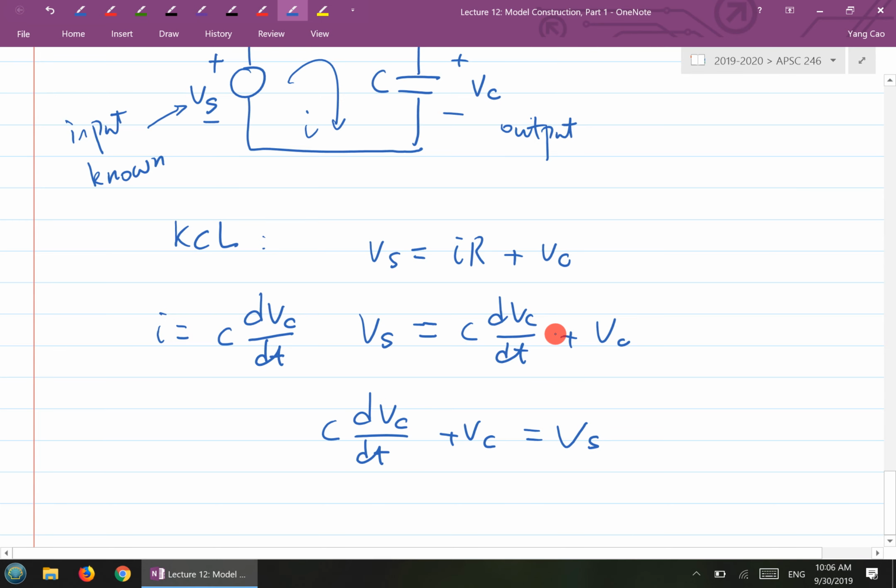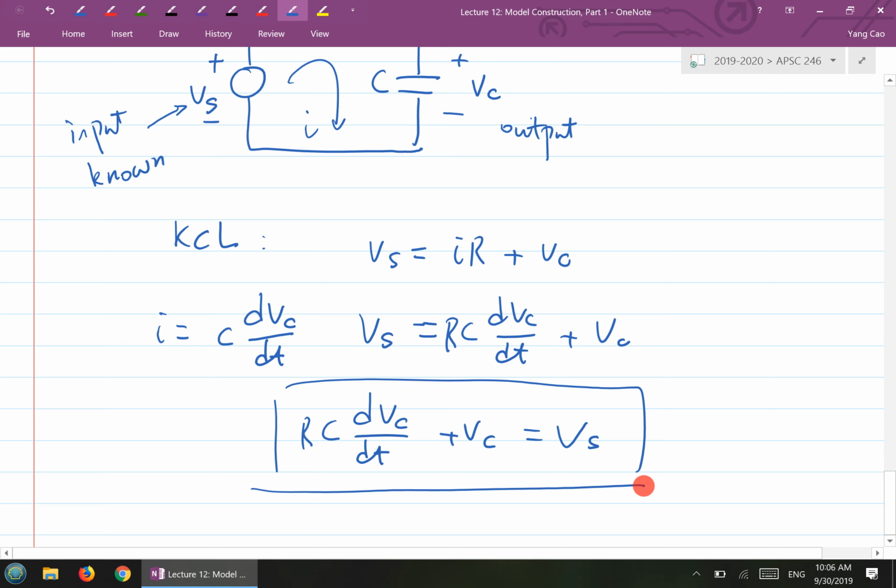Oh, yeah. Where did R go? The RC, of course. Very good. So now you have what we call a first order differential equation. Essentially, it's the governing equation, the mathematical model, for this RC circuit. So this is what we call a math model. In essence, it's a first order ODE. We'll learn that after this one.